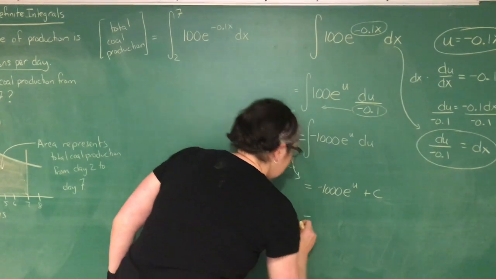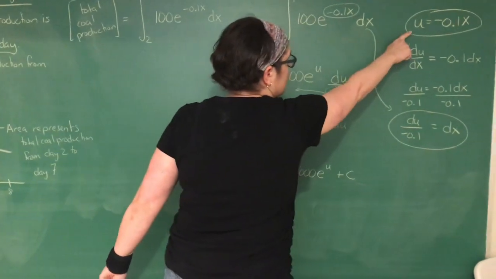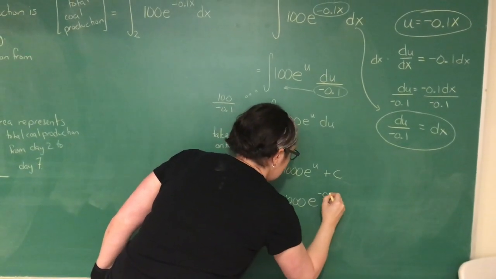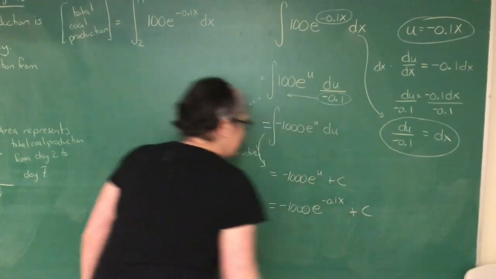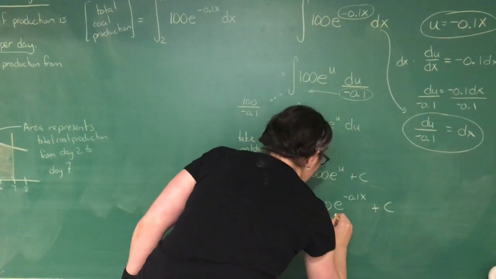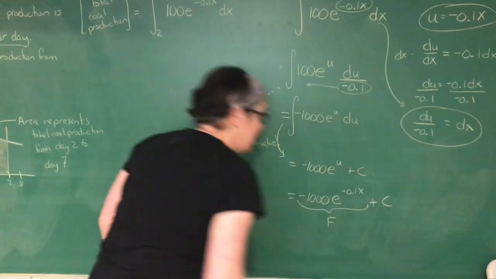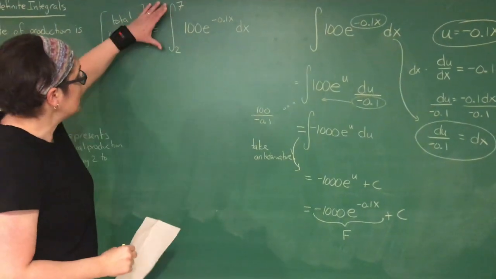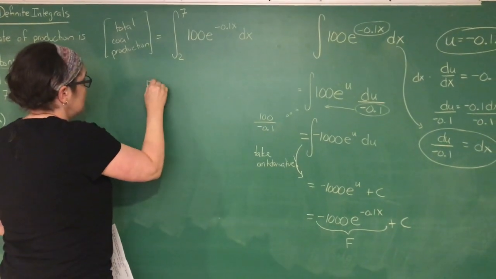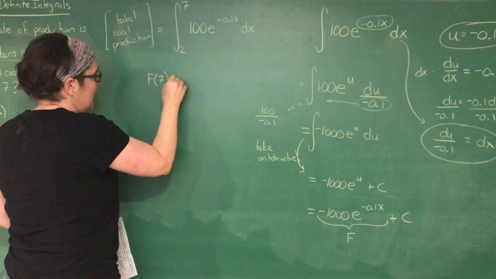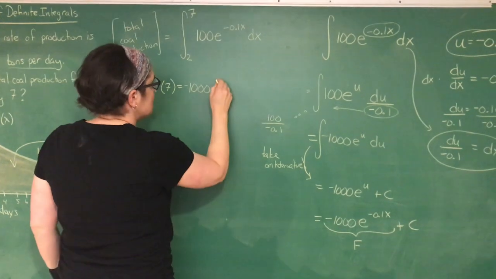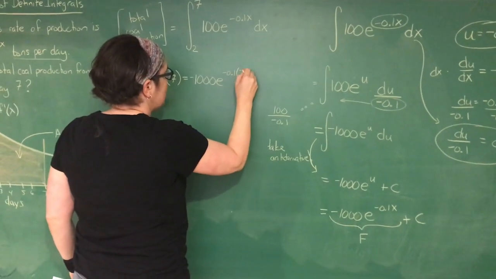Now that I've taken the antiderivative, I resubstitute for my value I chose for u. So we have negative 1000 e to the negative 0.1x plus c. Cool. So this is our antiderivative, our capital F. And we now want to plug in our top and our bottom numbers. So we want to evaluate F of our top number. So capital F of 7 will be negative 1000 e to the negative 0.1 times 7.